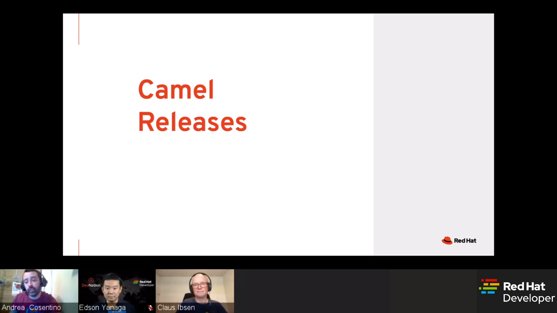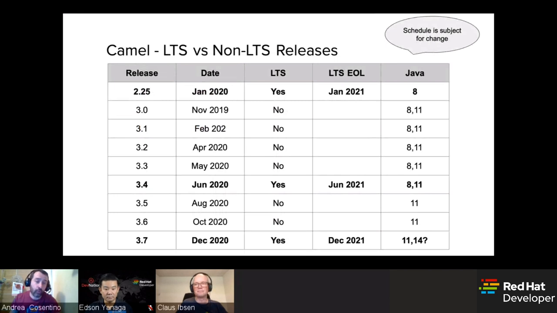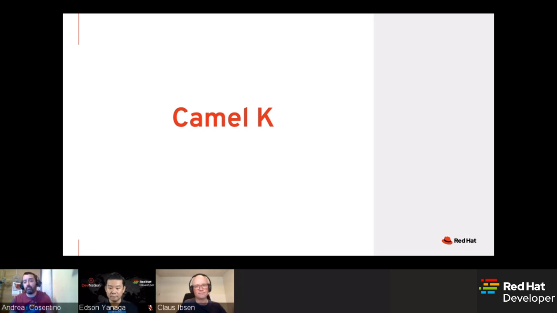About the releases for Camel 3, we chose to have the same approach as Java actually does. So we will have two long-term support releases during the year, and the first one will be 3.4 that is about to ship, so we will release in June, and the other one will be 3.7, and it should be in December, and after that we will use only Java 11 and maybe Java 14. So, back to Klaus.